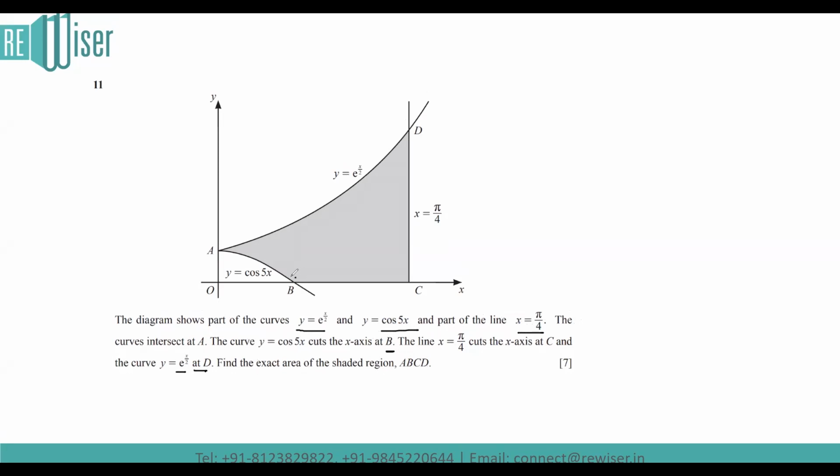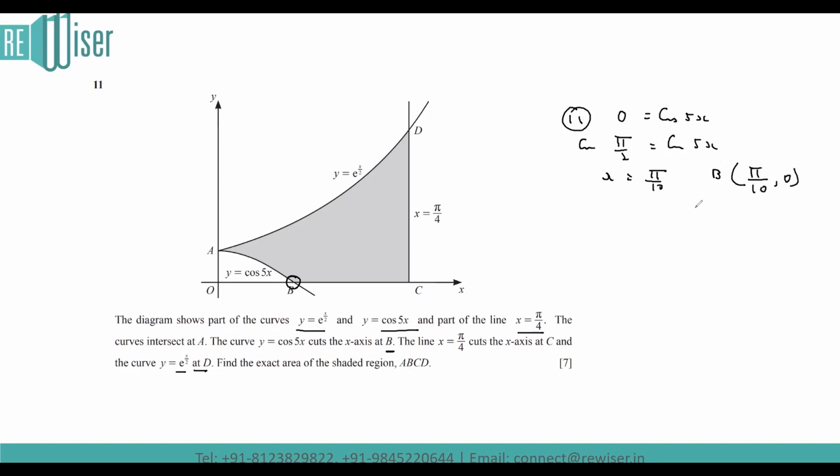Now, we first need to calculate the point of intersection of y equals cos 5x with the x-axis. At this point, we clearly know that the y value should be 0. So that means 0 should be equal to cos 5x. We know that cos of pi by 2, which is 90 degrees, is 0. So 5x equals pi by 2, and the value of x that we got is pi by 10. So the coordinates of point B are pi by 10, 0.